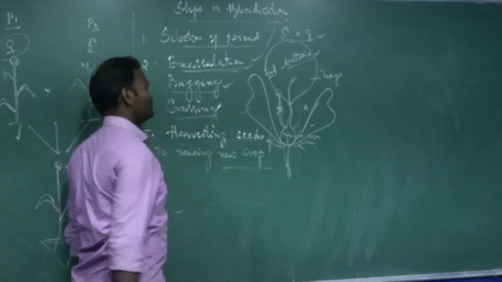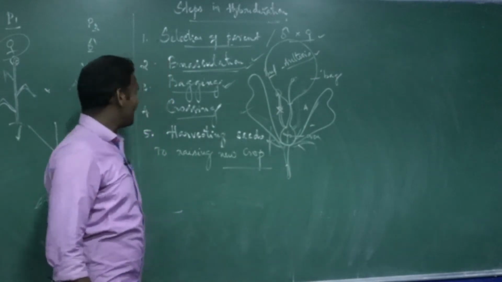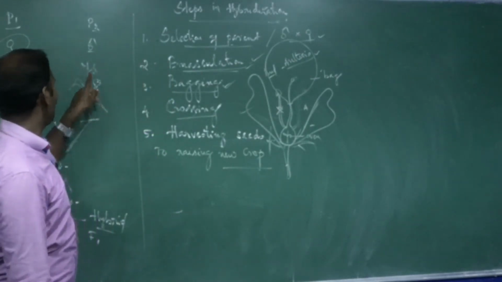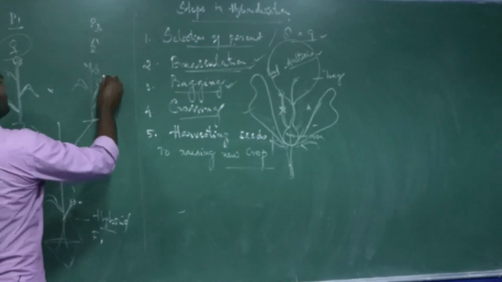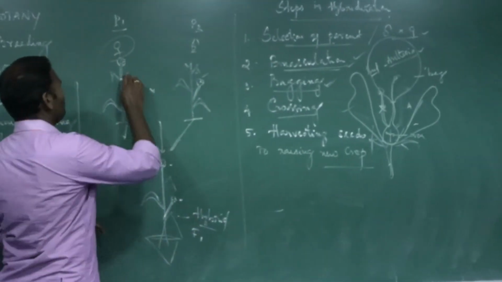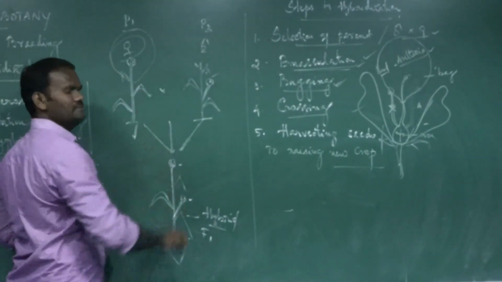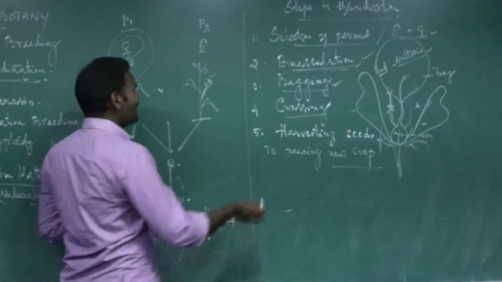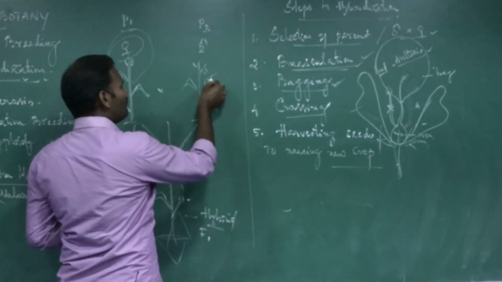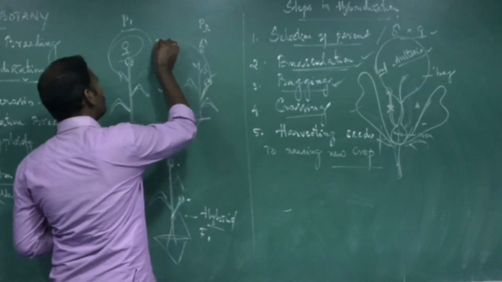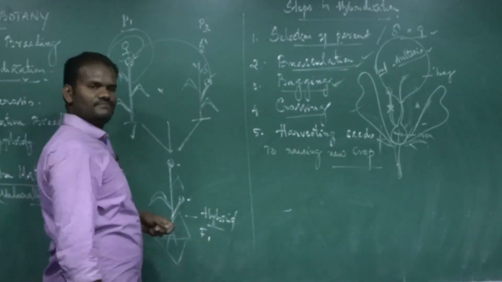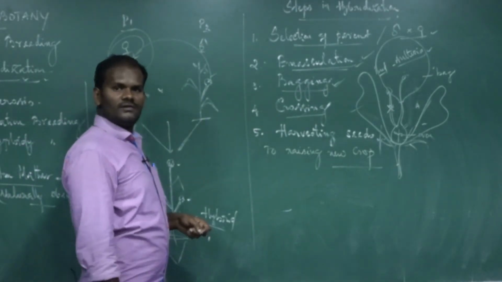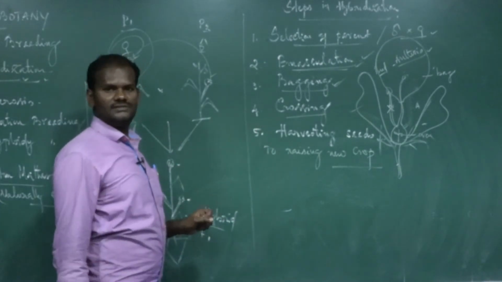Next, crossing. What is called crossing? Transfer of pollen grain from the male plant. You have to select a male plant. The female plant is already protected with the help of a bag. Transfer of pollen grain from the anther of the male flower to the stigma of the female flower is the process called crossing.